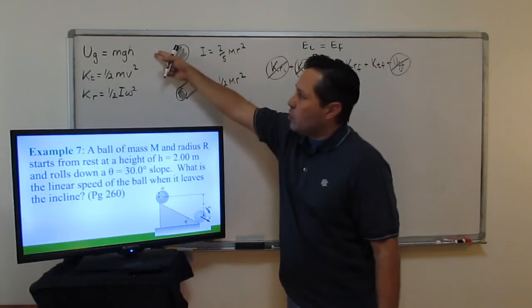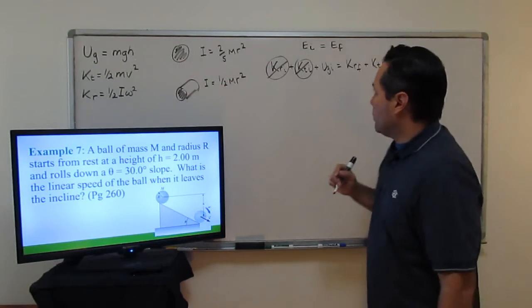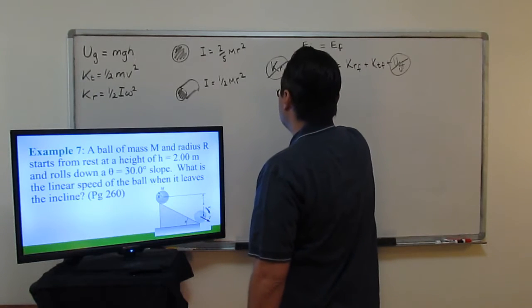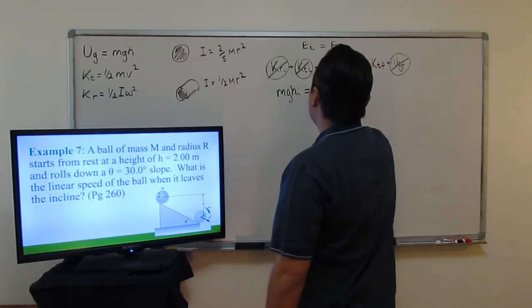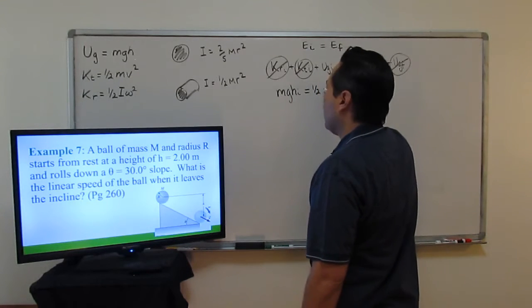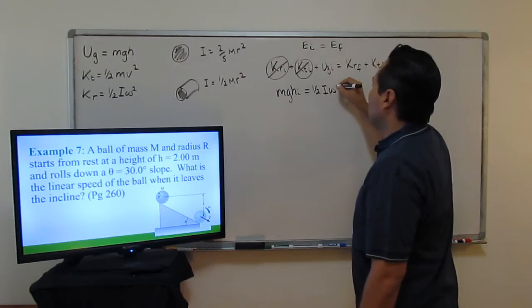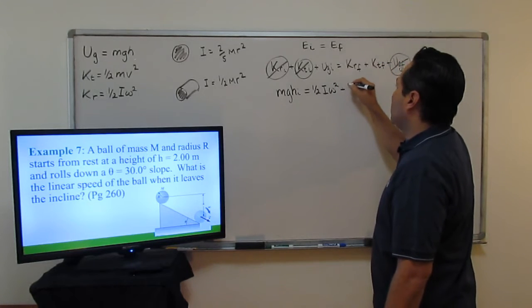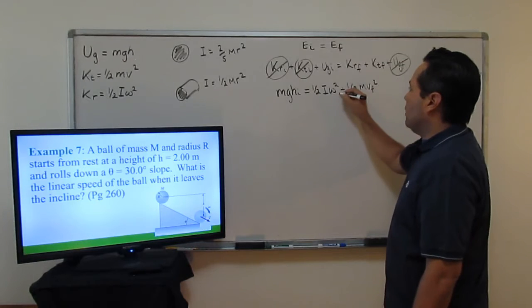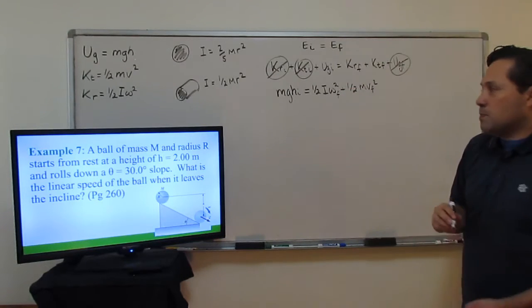We're going to go ahead and use these formulas, plug them in, substitute. So let's go ahead and begin. It is mass times gravity times height initial. And that's equal to, on this side, rotational kinetic energy, which is 1/2 inertia times angular velocity squared plus 1/2 mass times velocity final squared, and this is also final angular velocity.